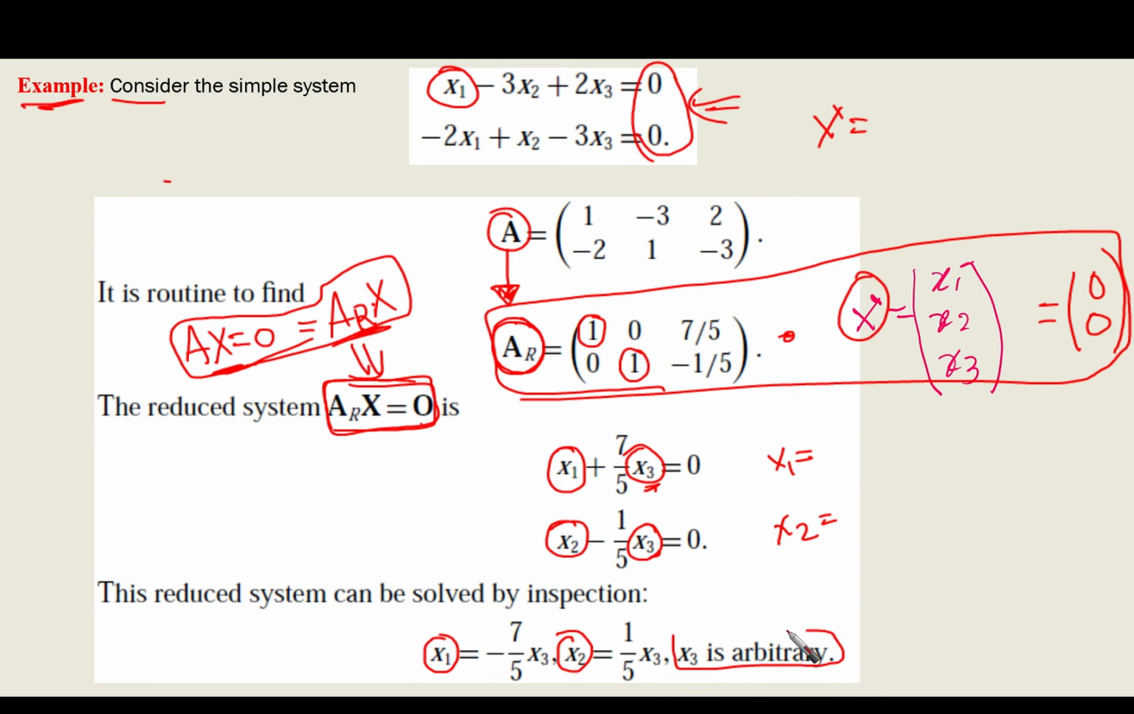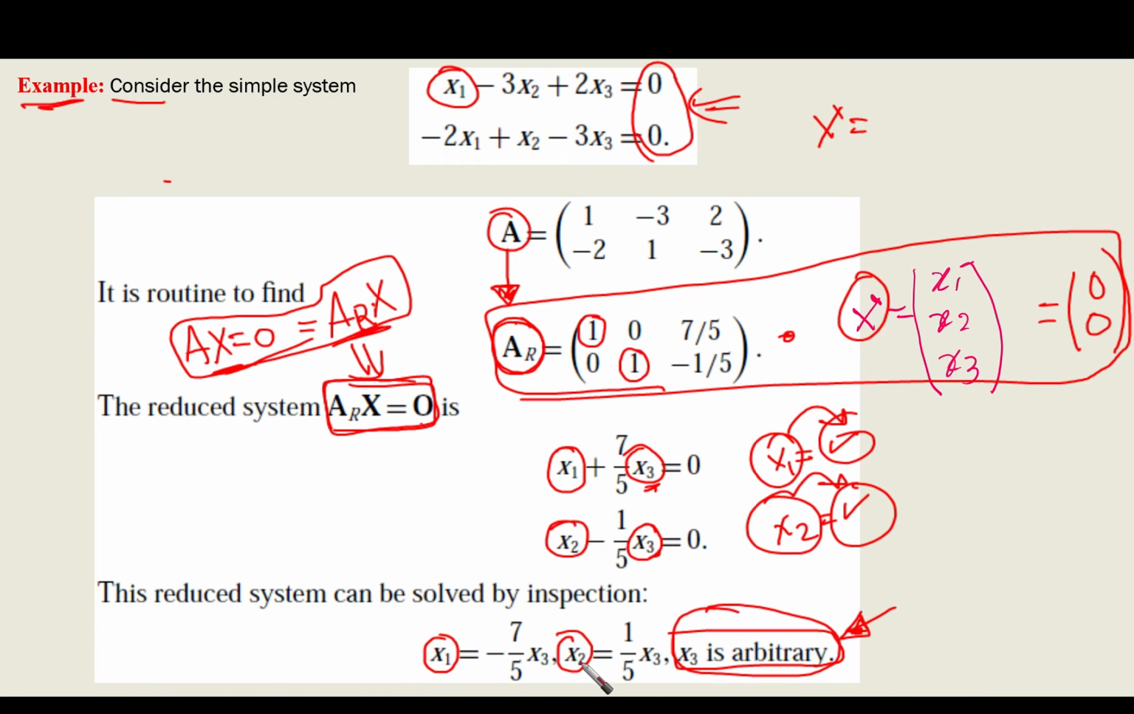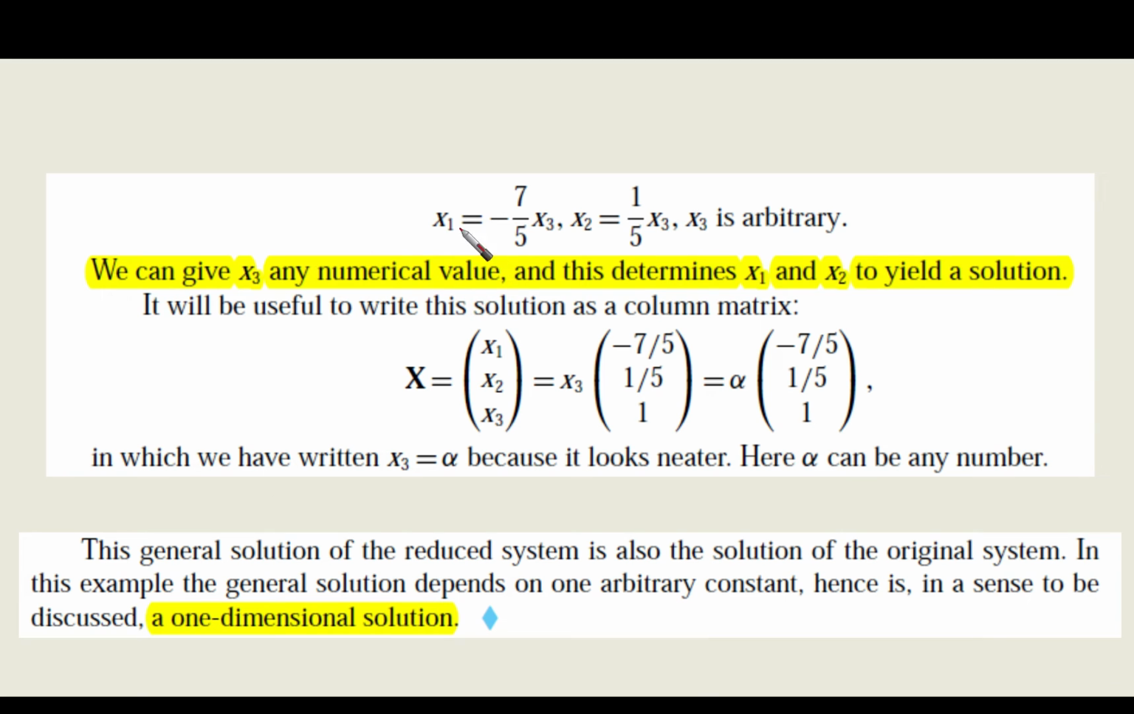Okay, what is x3? It is one of the unknowns. We are going to call it the free variable. x3 is arbitrary, which means that it is any number. It can assume any value, any number that we want. If we assume that x3 equals 1, for example, then we can obtain the value of x1 and x2. This means that our solution space is based on one of the unknowns. All the unknowns x1 and x2 are dependent on one variable, which is x3 here. So now we know that x1 is a function of x3, x2 is a function of x3, and x3 is arbitrary. We can give x3 any numerical value, and this determines x1 and x2 to yield a solution.